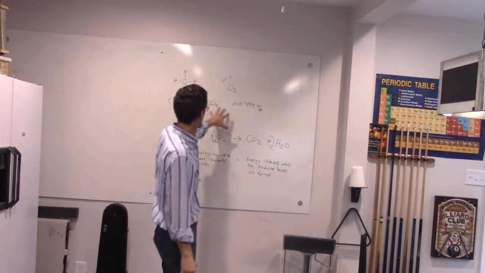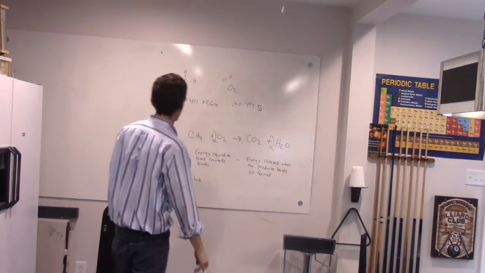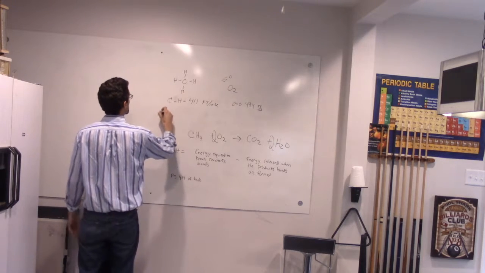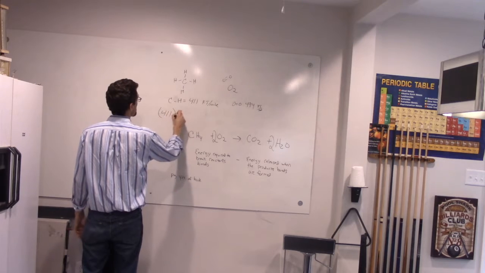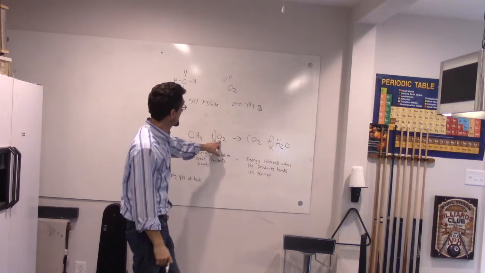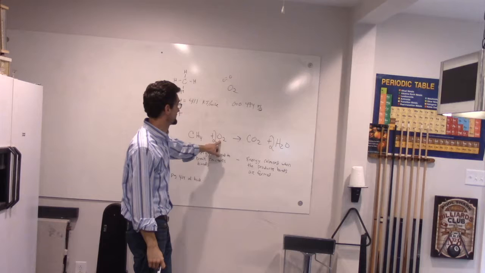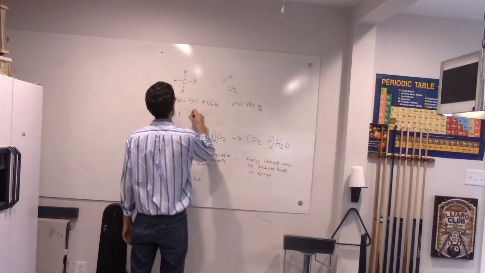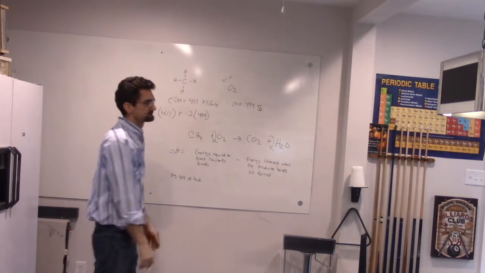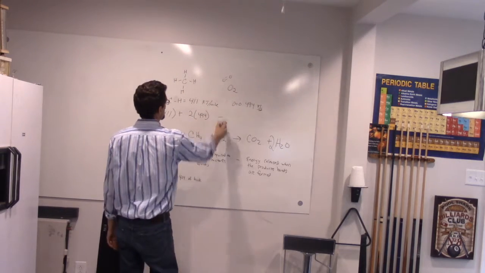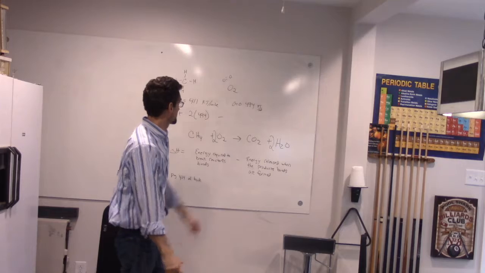Okay, so that's our reactants, right? So we're going to add those up. We have 411 plus oxygen, but how many moles of oxygen do we have? Two. So it's going to be 2 times 494. Oh, this is easy. Minus the products. What's our product?